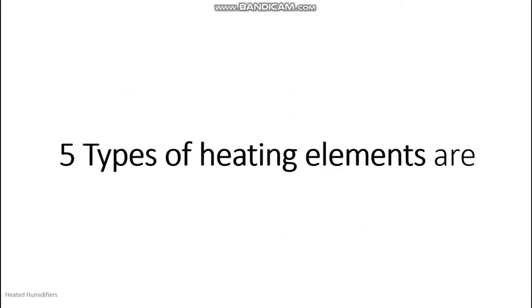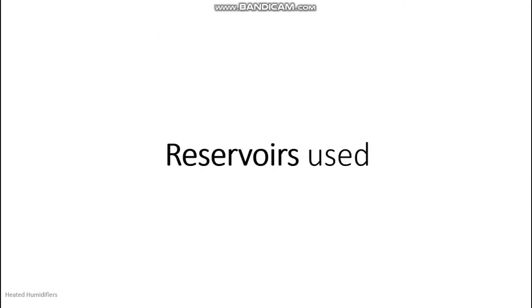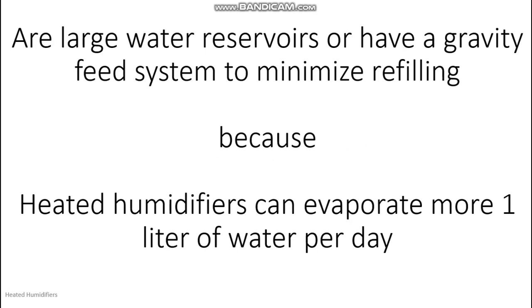5 types of heating elements are: hot plate, which sets under, wrap around, which surround the chamber, yoke or collar, that is between reservoir and gas outlet, immersion, which is placed in the reservoir, wire, which is in the tubing. Reservoirs used are large water reservoirs or have a gravity feed system to minimize refilling, because heated humidifiers can evaporate more than 1 liter of water per day.